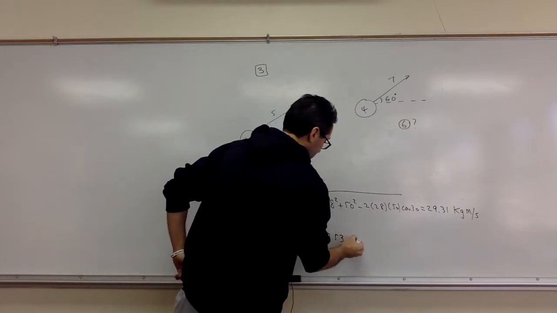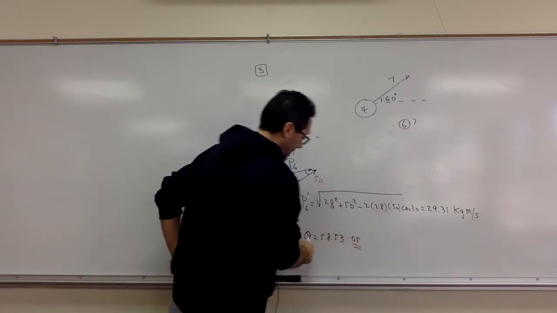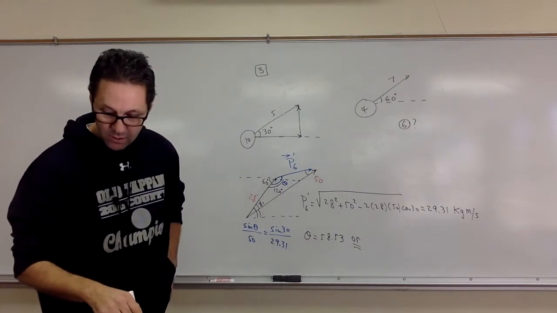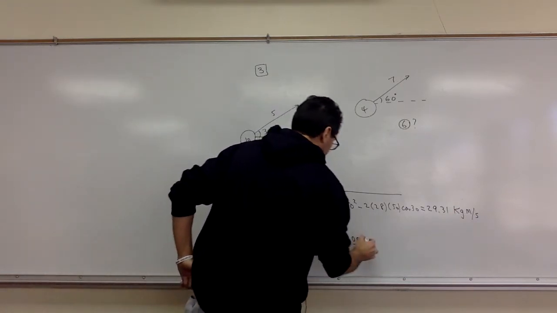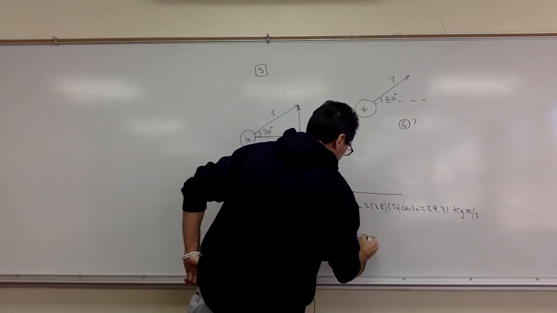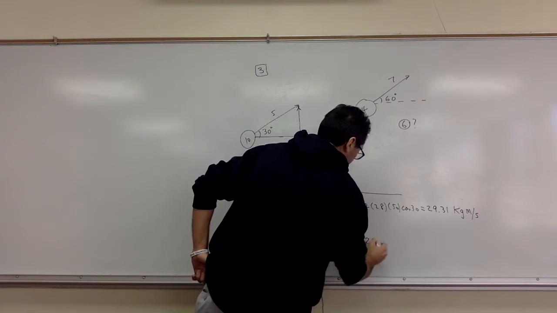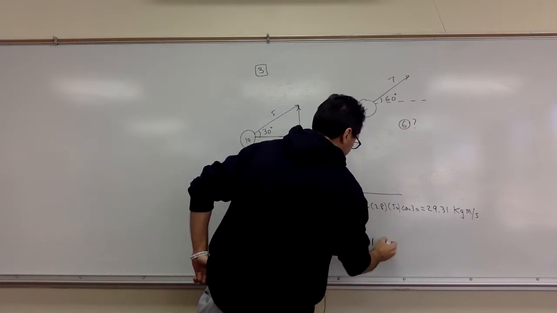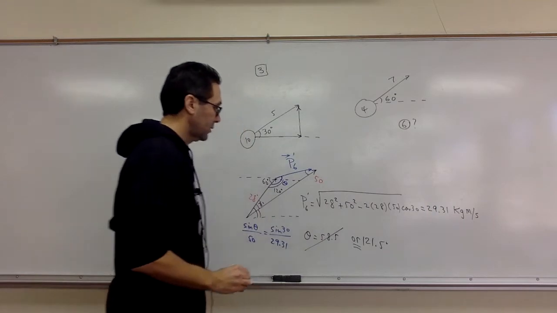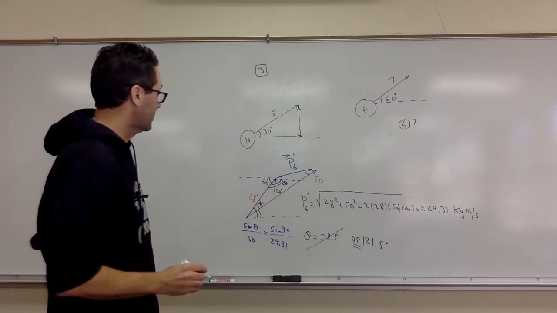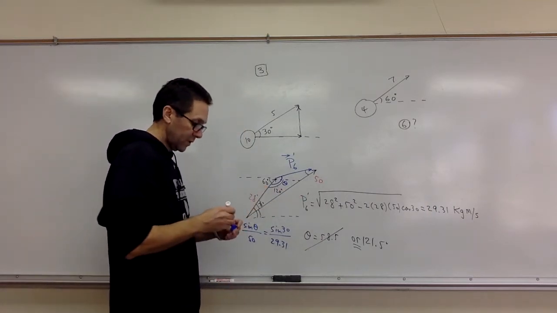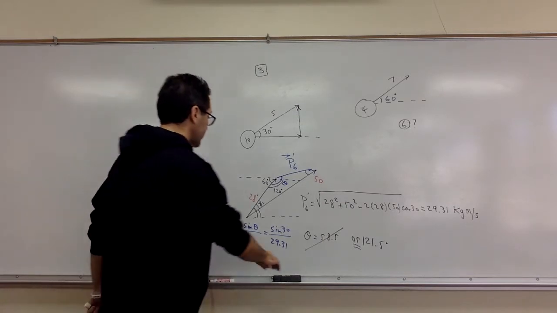Remember when we talked about this early in the year, it could be the angle or its supplement. The supplement of 58.53, I'll just go 58.5, is 121.5, because this one doesn't work. The triangle inequalities are not respected. So if you subtract 120 from there, you get your 1.5.